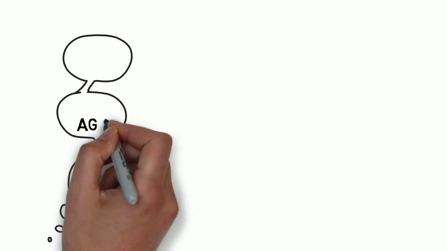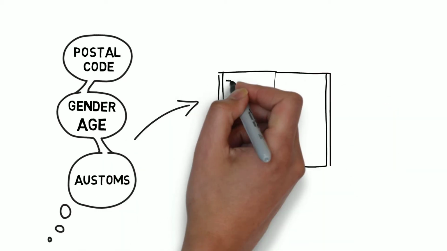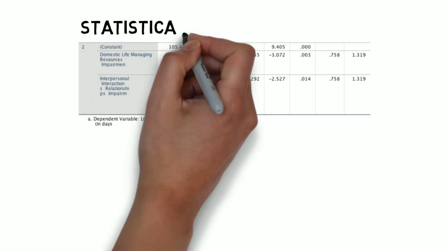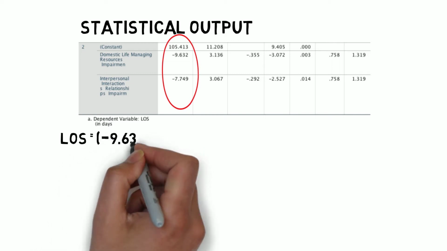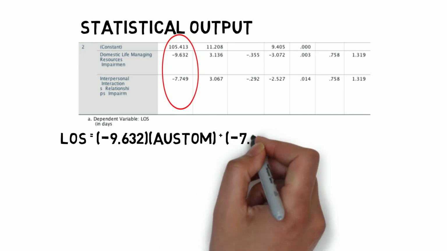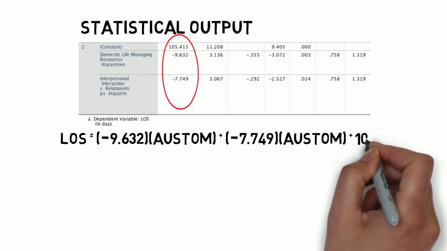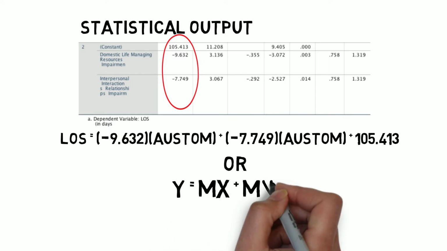In the case of the project, stepwise regression factored in all the independent variables to try to get a formula as close as possible to predicting length of service, which was already known, like the ice cream flavors. For example, for one of the samples in the study, the statistical output shows the resulting formula would be length of service equals negative 9.632 multiplied by the OSTOM score for domestic life managing resources impairment minus 7.749 multiplied by the OSTOM score for interpersonal interactions and relationships impairment plus 105.413. In simpler terms, that is y equals mx plus b.